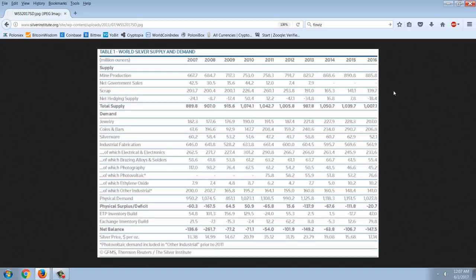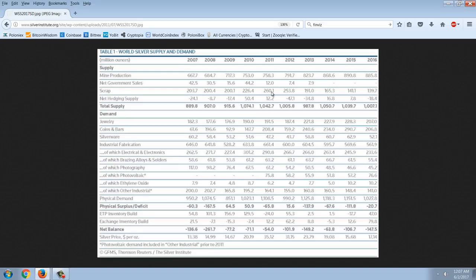Now, net government sales being nothing, that's expected. But I wouldn't be surprised if they lied and started putting a number in there. The one we're going to concentrate on is scrap. You can see scrap is 139.7, 139 million ounces. Now, that number has fallen from a high of 260 million ounces.